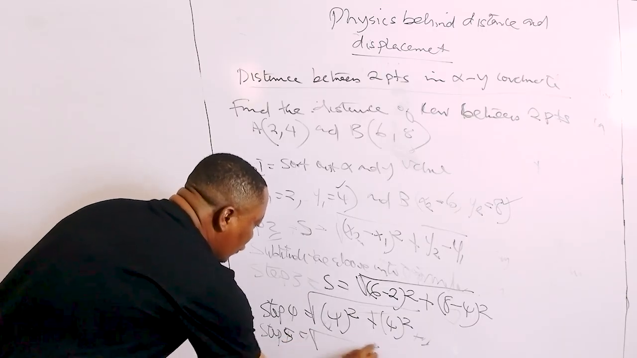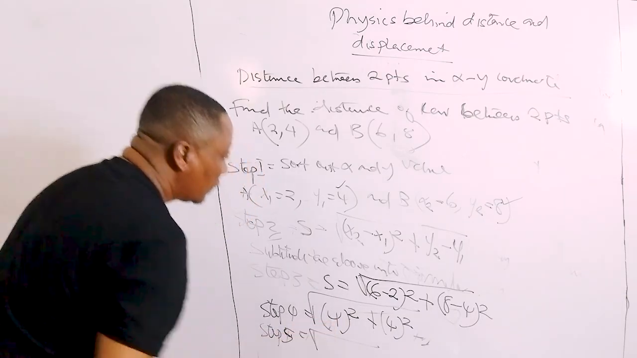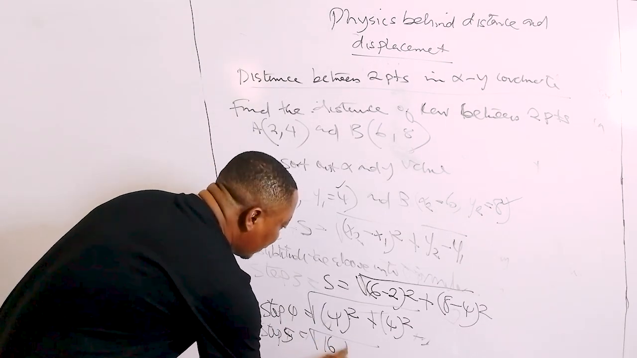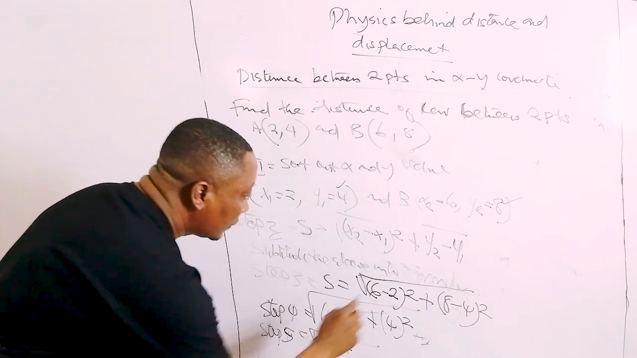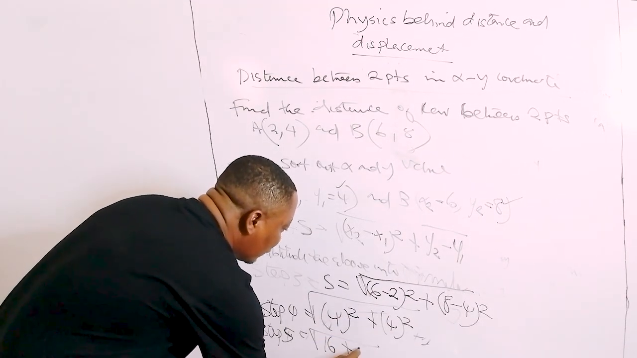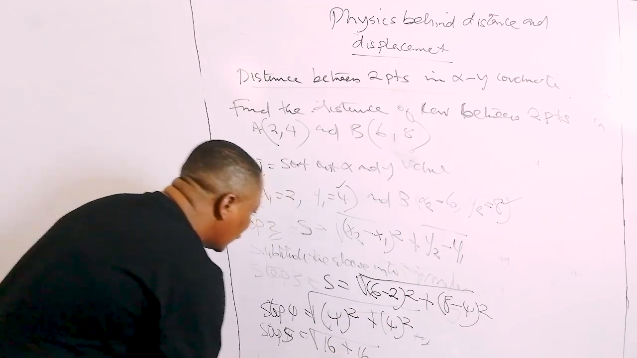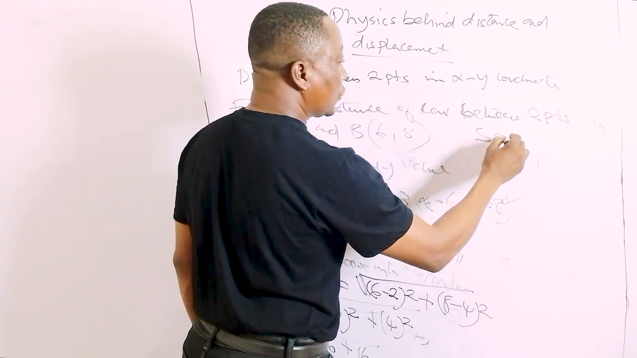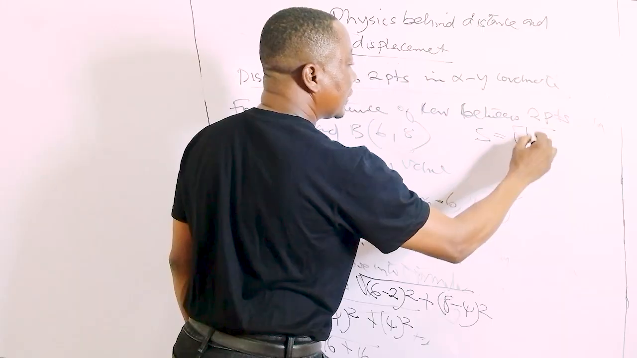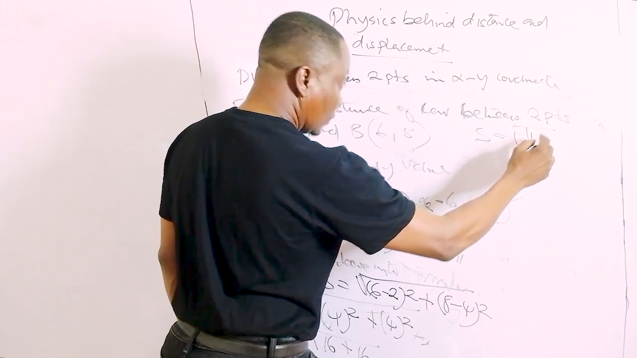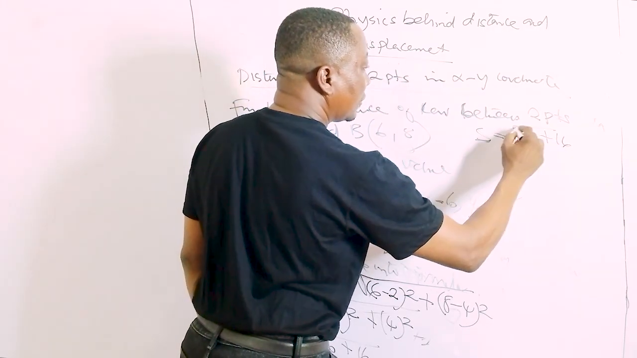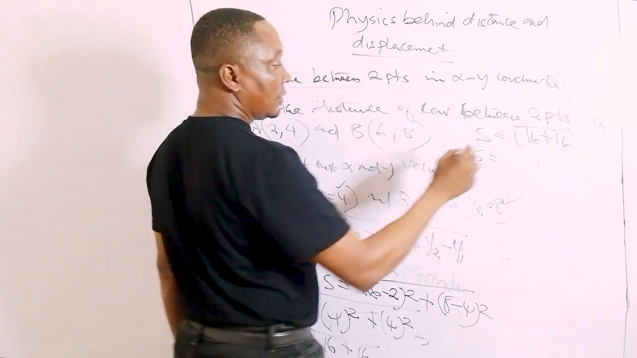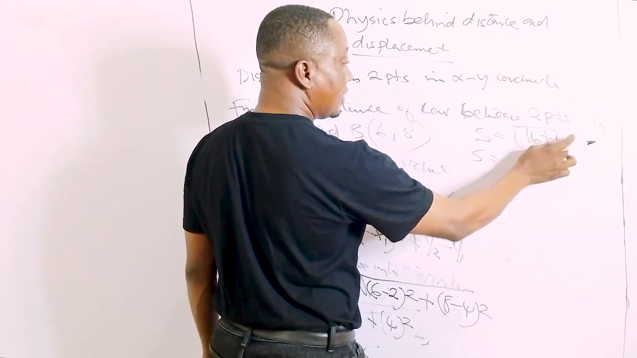This is equal to 4 times 4 gives you 16, plus 4 times 4 gives you 16 again. So we now have s equals the square root of 16 plus 16. We have to solve the inside first.